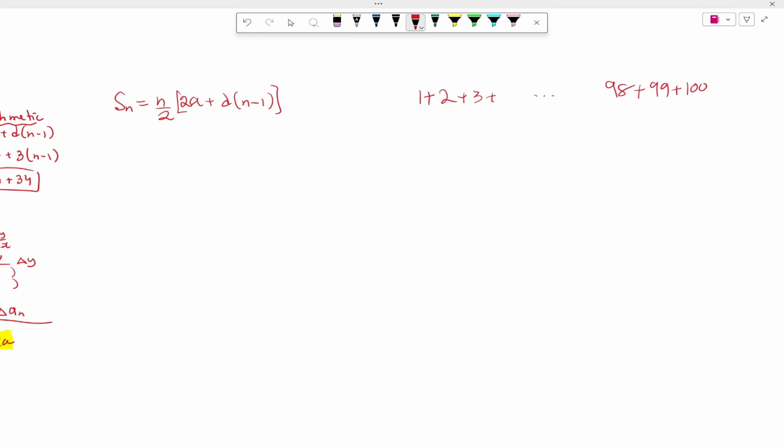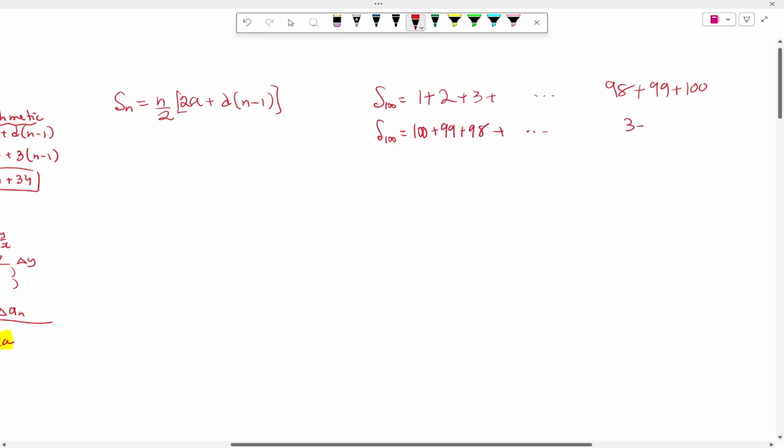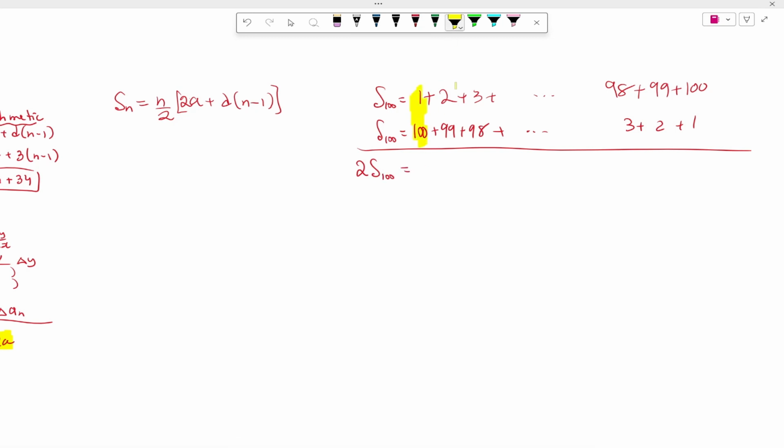Did he reverse the order? Yes. So sum of 100 terms, he reversed the order. He put 100 and then 99 and then 98 and so on, 3, 2, 1. So you reverse the order. And what's the trick here? What happens now? You add the 2 together. So you'll have 2 of these sums, right? And what do you get every single time as you add these 2?